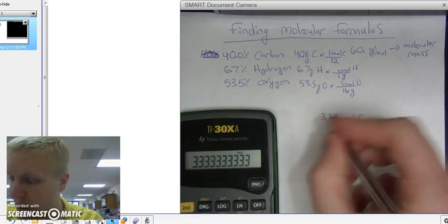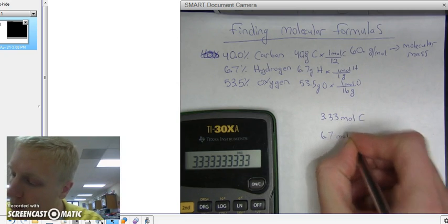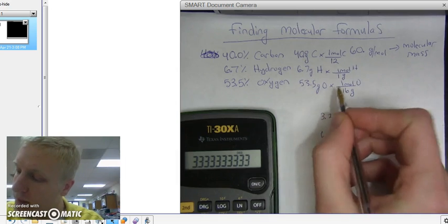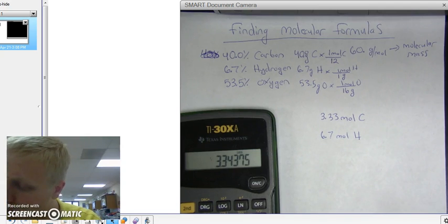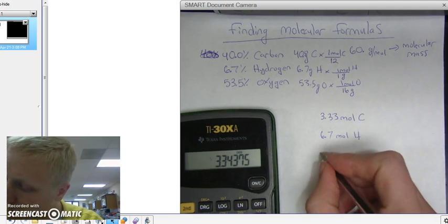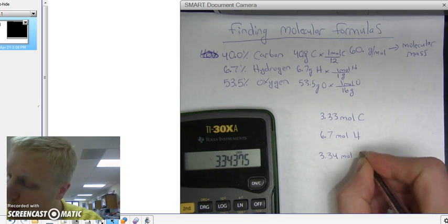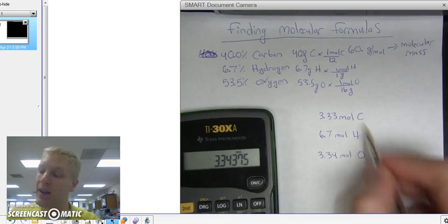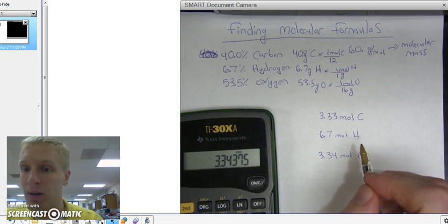6.7 times 1 divided by 1. It's not too bad. That's 6.7 moles of hydrogen. 53.5, that'll need my calculator, divided by 16, 3.34 moles of oxygen.